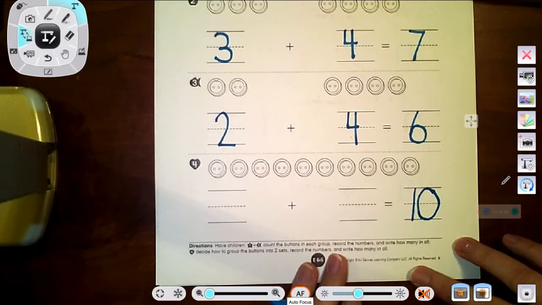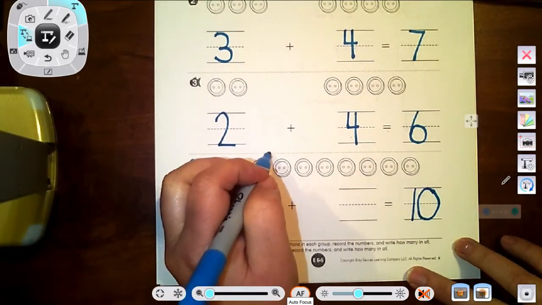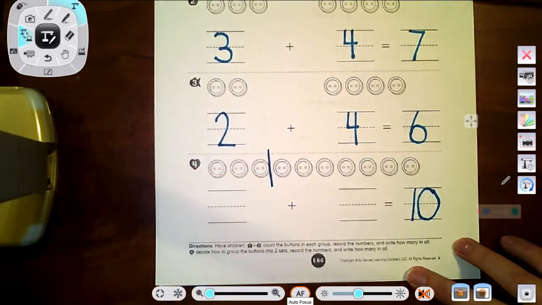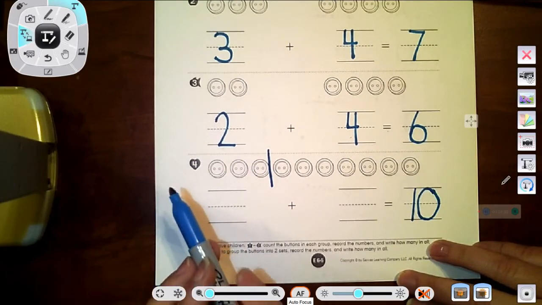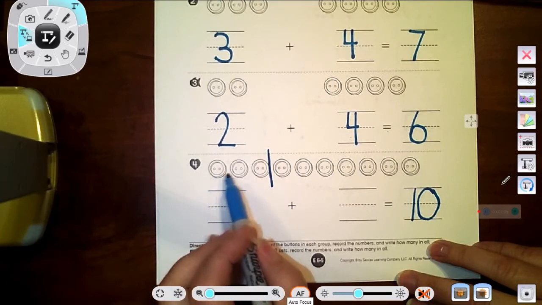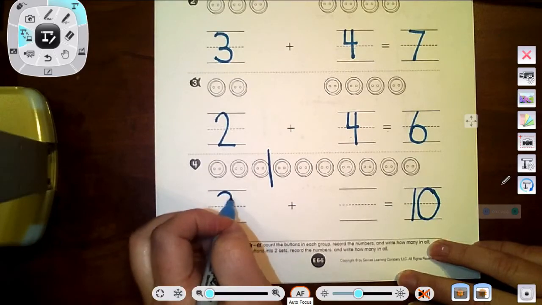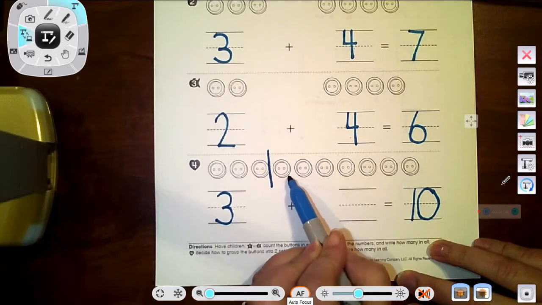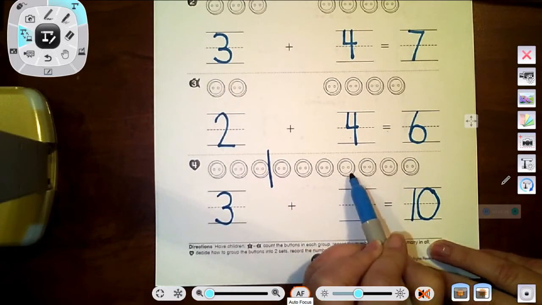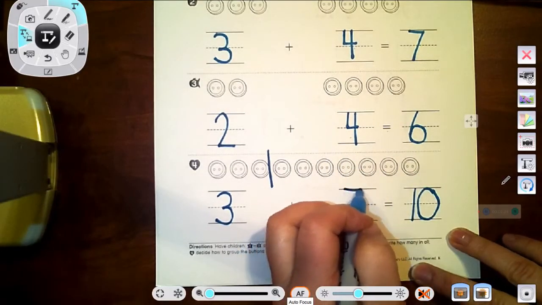But we have to draw a line. We have to decide how many we want in our first group and how many we want in our second group. So I'm going to draw a line right there, just to split it into 2 groups. Now, how many do I have in my first group? 1, 2, 3. So I put 3 down here. And how many do I have in this group? 1, 2, 3, 4, 5, 6, 7 in that group.